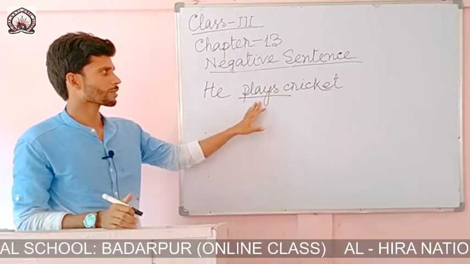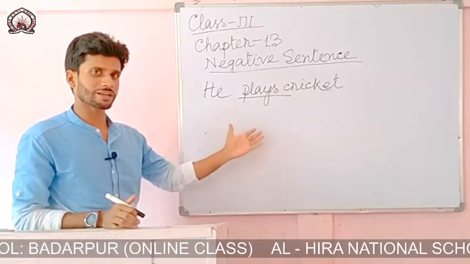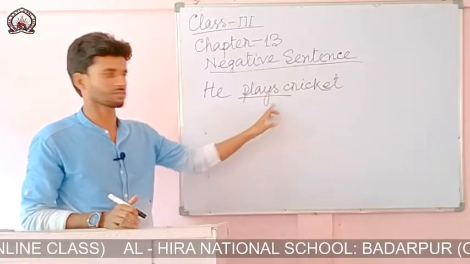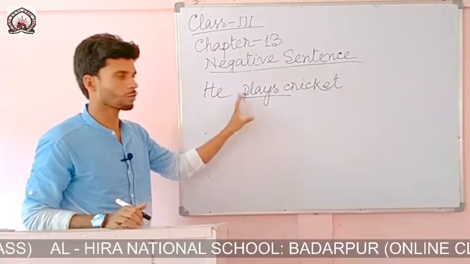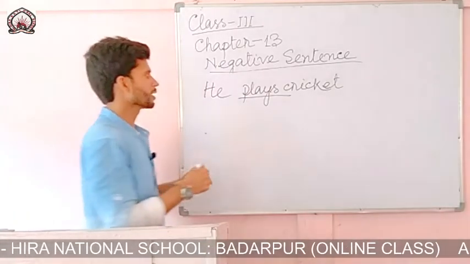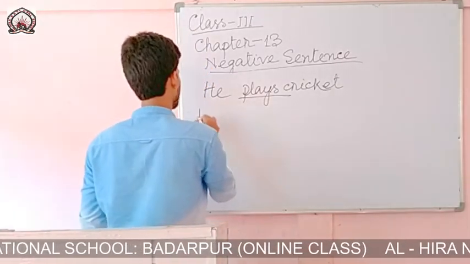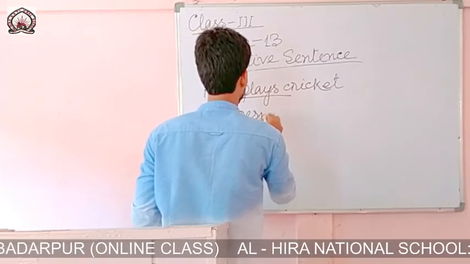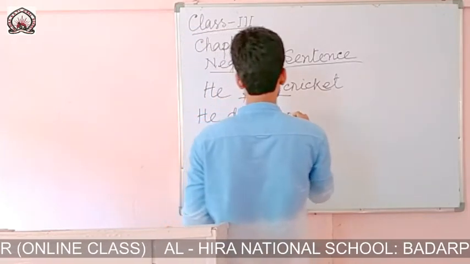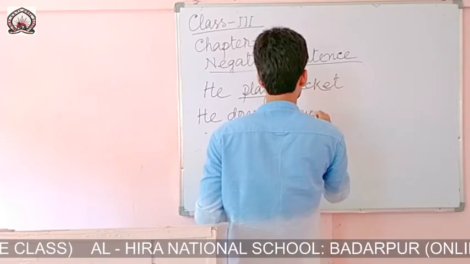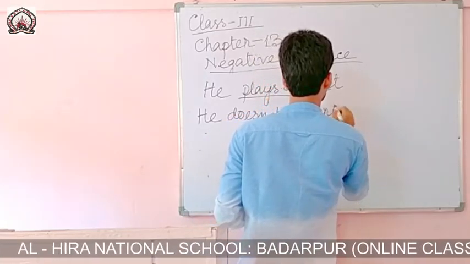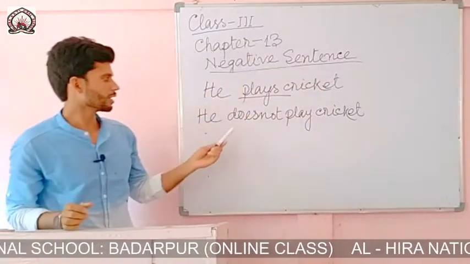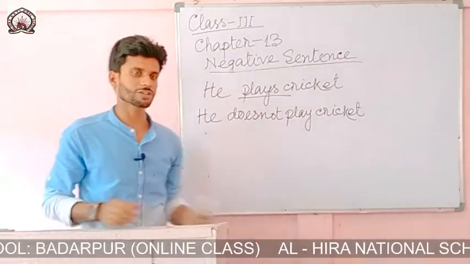So in the previous case, what happened? The verb was in past tense. Here the verb is in present tense. So what to do here? How to make a negative? In this case, we shall write he does not play cricket.